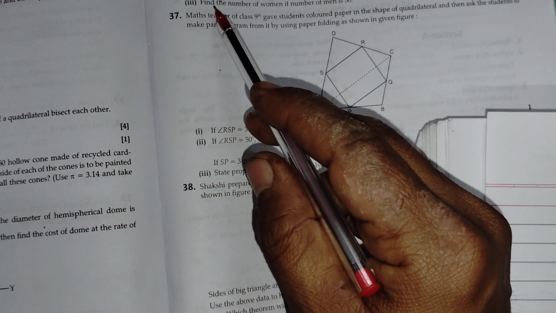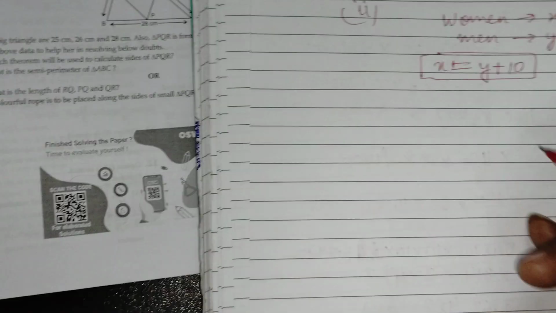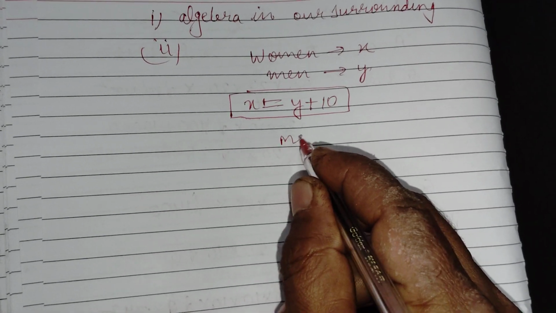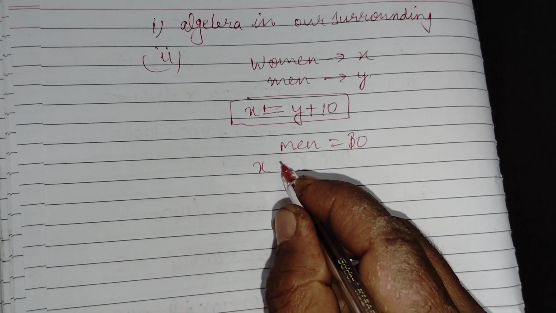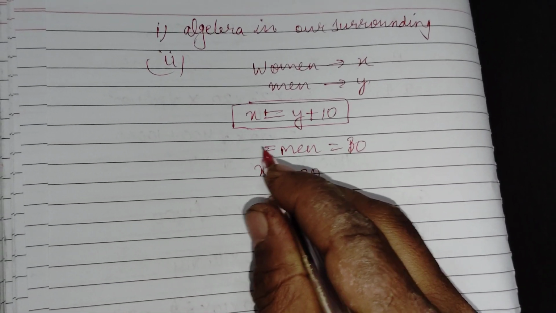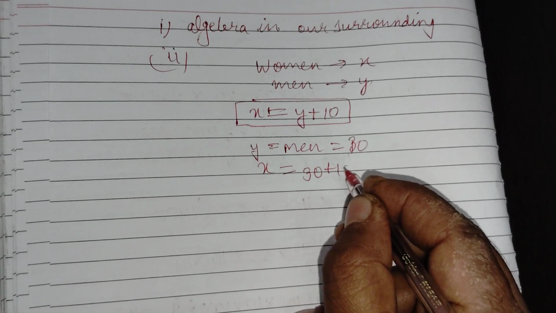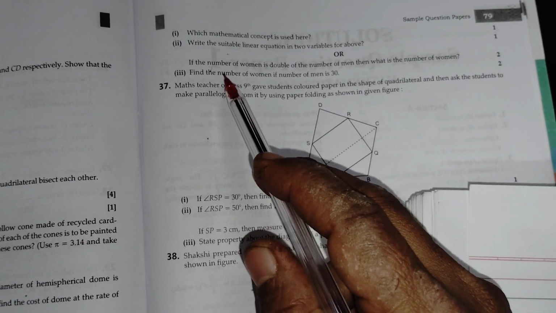Now third part, find the number of women if the number of men is 30. So the men number is given, 30. So women can be calculated by X equal to 30 plus 10. Men means Y. So 30 plus 10 is 40. Answer is 40. So in this way we get all the answers.